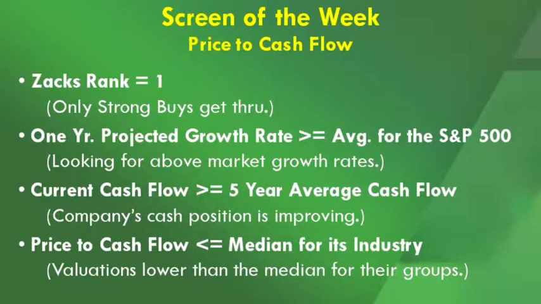Then, getting to the cash flow portion of this stuff, I want the current cash flow to be greater than or equal to the 5-year average cash flow. So again, I want to see the company's cash position improving. And then lastly, I want to see the price to cash flow to be less than or equal to the median for its respective industry. So again, I want to see the valuations lower than the other companies within its respective group.